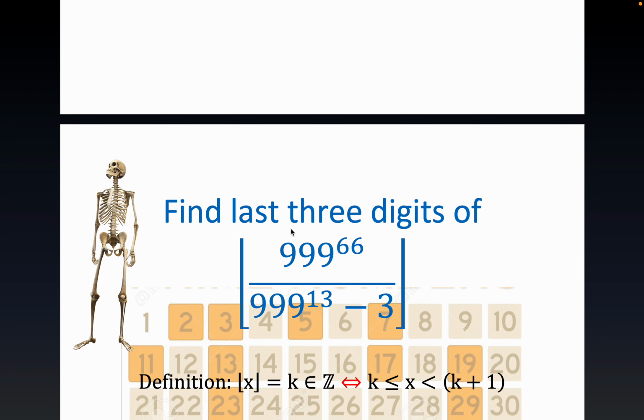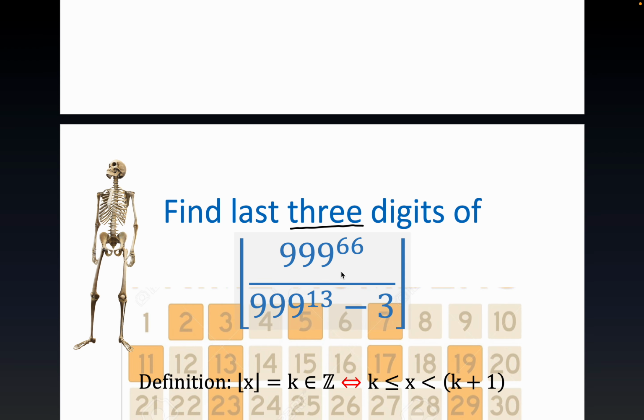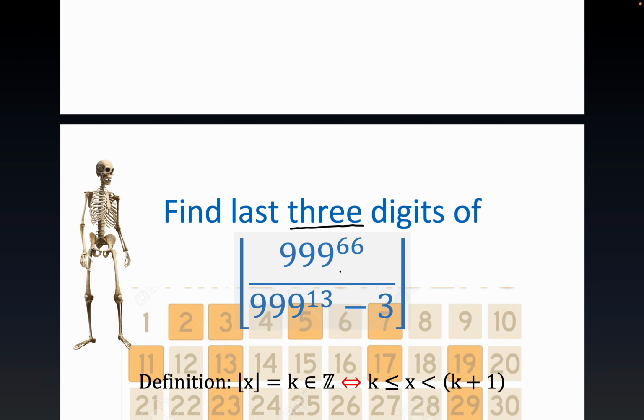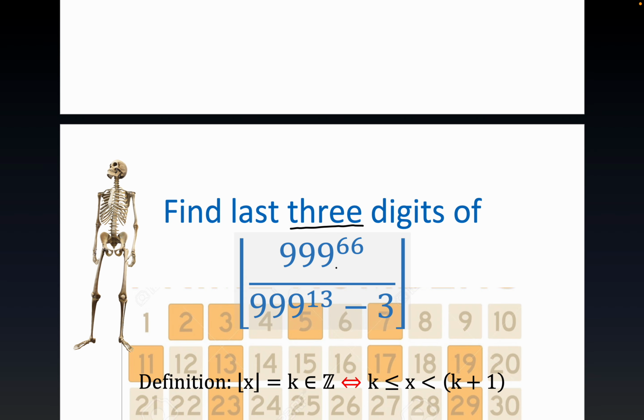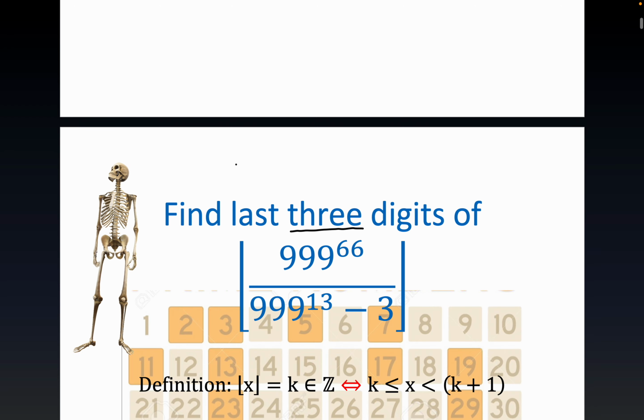We're looking for the last 3 digits of the floor of this giant quotient. Now, y'all, the floor returns an integer, and that's one of the reasons it's important, because you don't have to worry about any digits after the decimal point. Now, just an idea of the approach we're going to adopt right here.